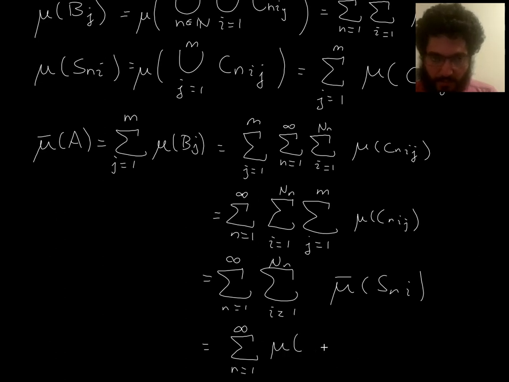So this is mu bar. Now I have to write mu bar here of the, so here I can write mu. Here I have to write mu bar of the A_n's. All right, and look at that. That's countable additivity of mu bar right there. Here. This equals this. That's countable additivity of mu bar. Oof.